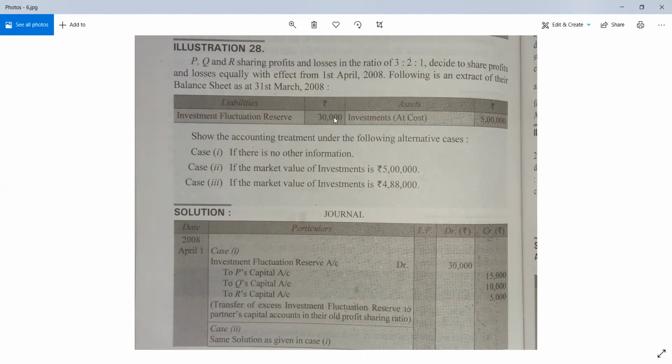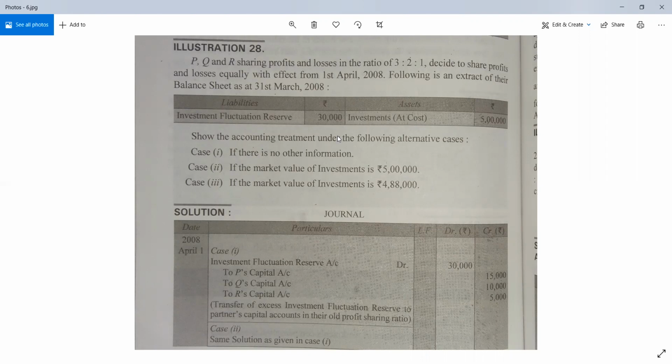Now try to understand. The investment value was 5 lakh and the investment fluctuation reserve was 30,000. Fluctuation reserve means if the value decreases, we have to adjust it. So we are expecting that at the most 30,000 will decrease. If it is decreasing, it will decrease by 30,000, not more than that. So the information is given below. You just check what is there.